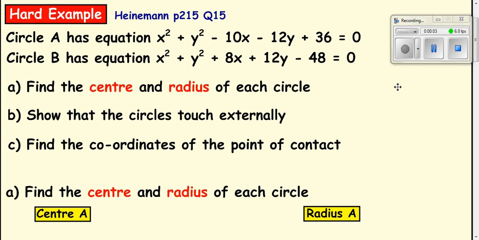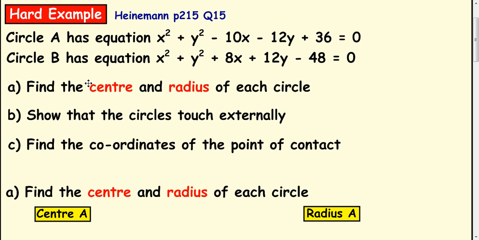In this lesson we're going to look at a hard example from the Heinemann textbook on page 215, question 15. So there's quite a lot to this question, 3 parts, and a lot of good knowledge that you can use in other different types of questions. You can use the same techniques that apply here.